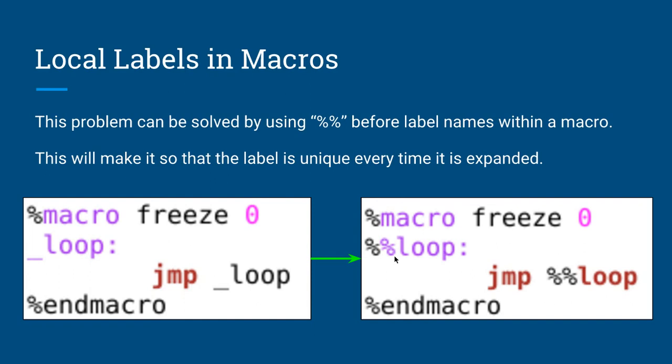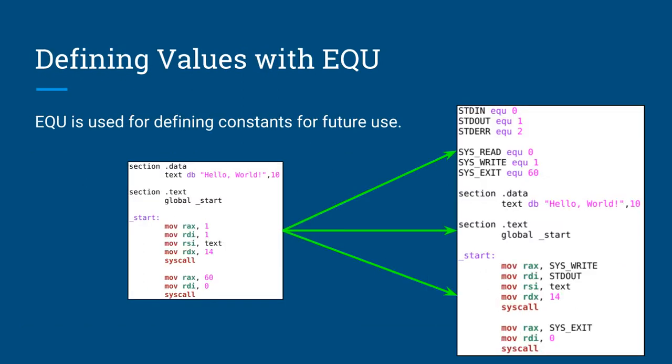So it won't be _loop. You could think of it as _loop1 the first time you use the freeze macro. The second time it'll be _loop2, then _loop3. So using %%loop prevents the redefined symbol error because the label is unique every time you use the macro.